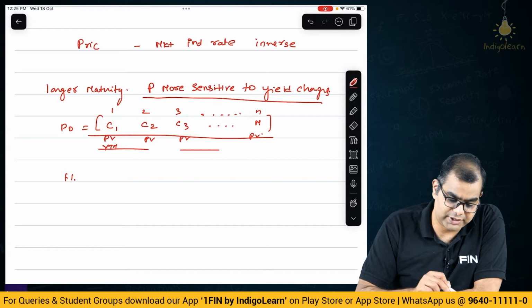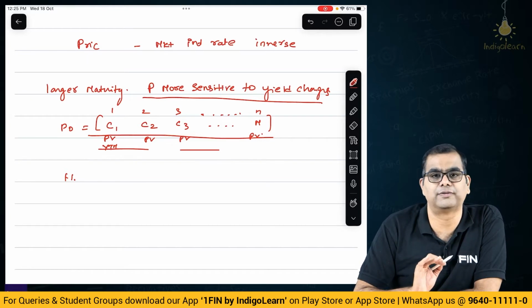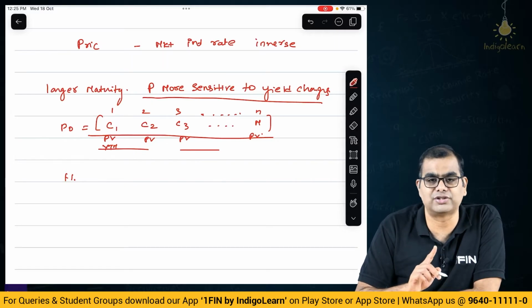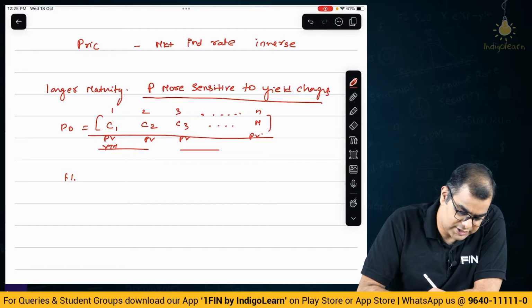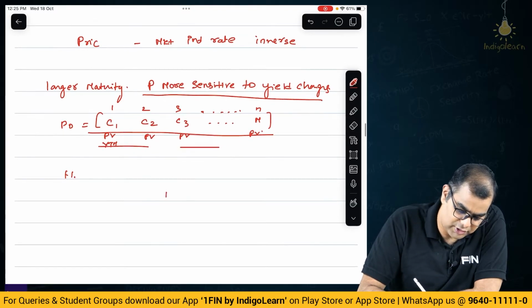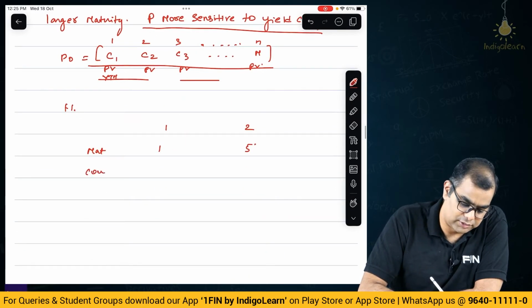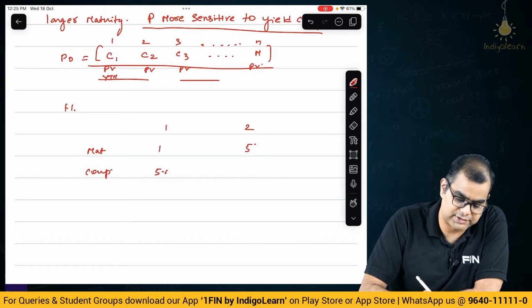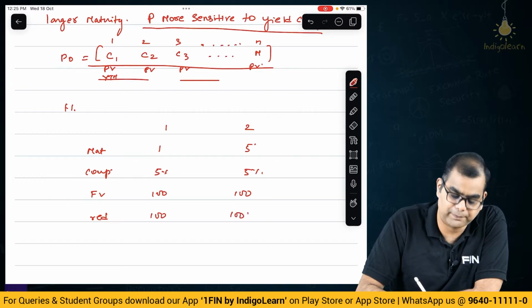However, if the tenure is very, very short, same coupon but short tenure, the change in price due to change in interest rate is very, very small. I will just give you a simple example. So, let us take two bonds, bond 1, bond 2, maturity 1 year, maturity 5 years. Coupon let us say is 5% in both cases. Face value 100, 100, redemption value 100, 100.